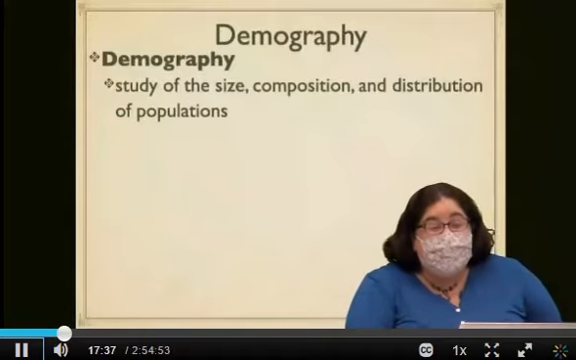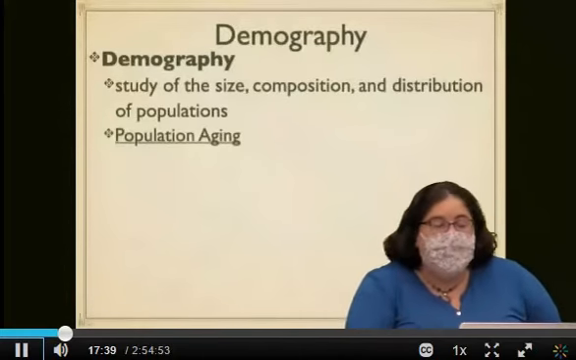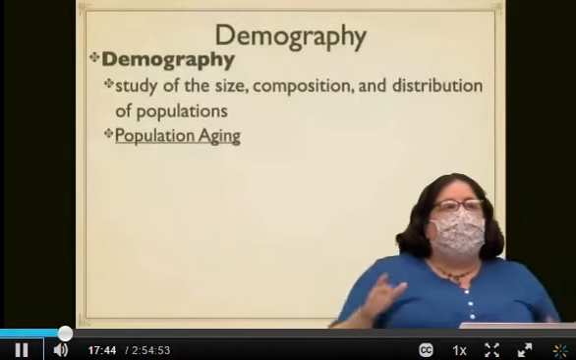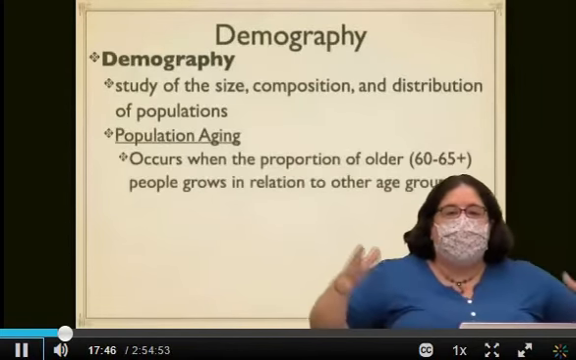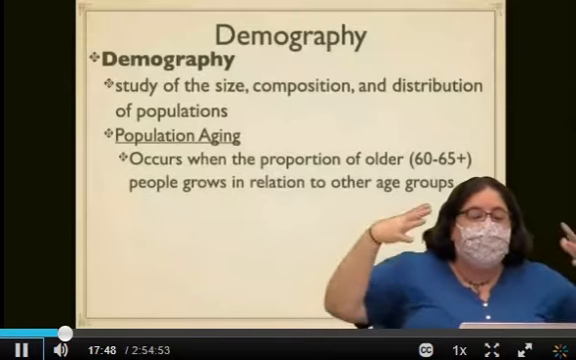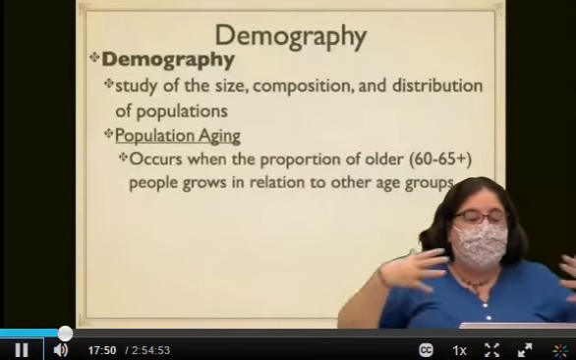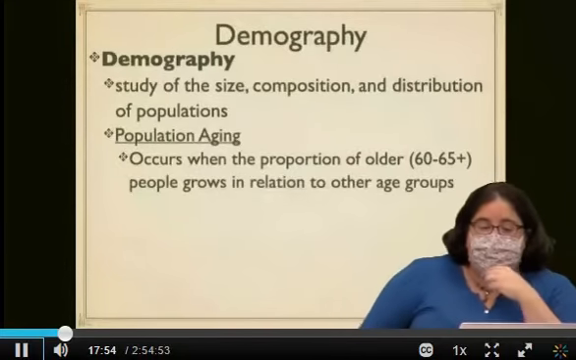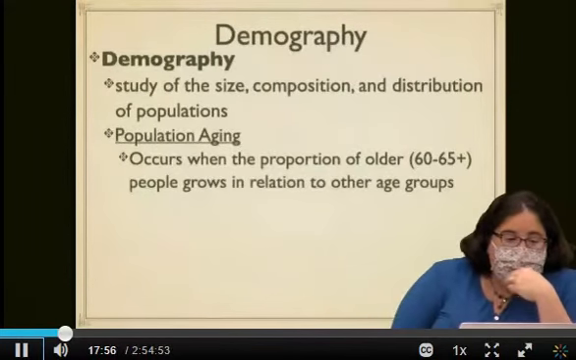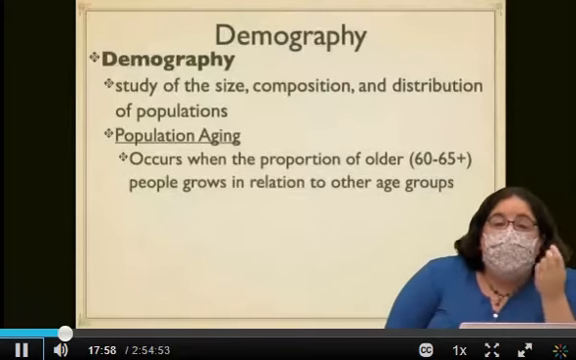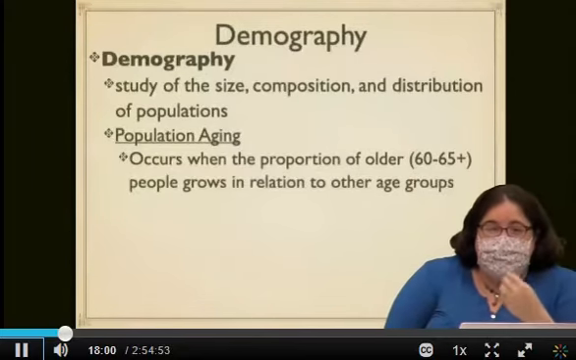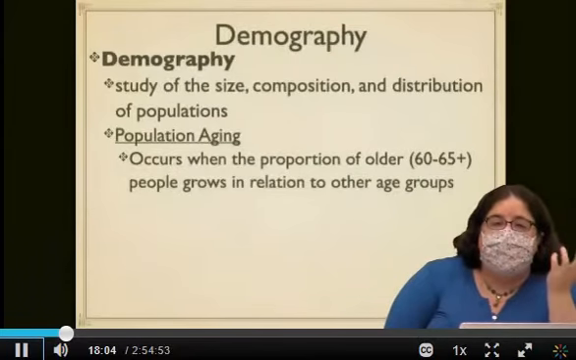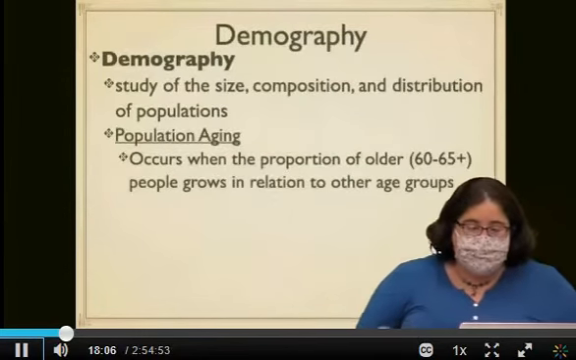And when it comes to aging specifically, we're talking about population aging. This is not one person getting older. This is when the proportion of older people grows in relation to the other age groups in a society. A population ages when the proportion of older people grows in relation to other age groups.